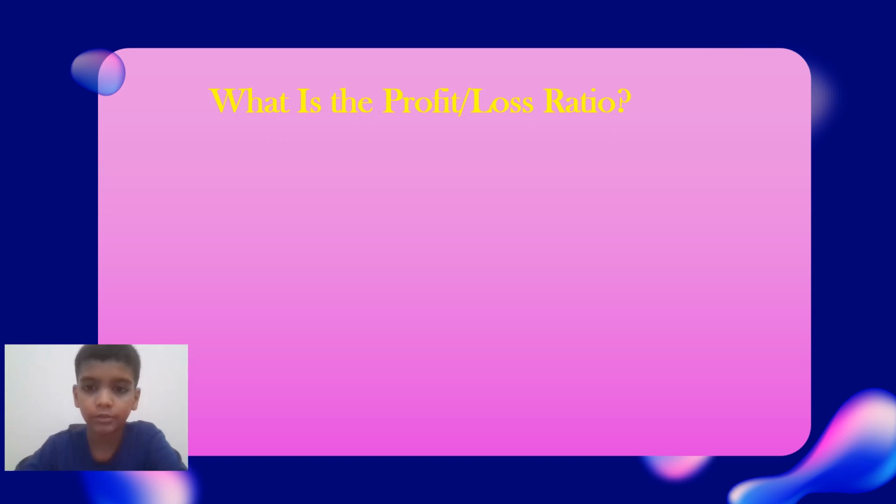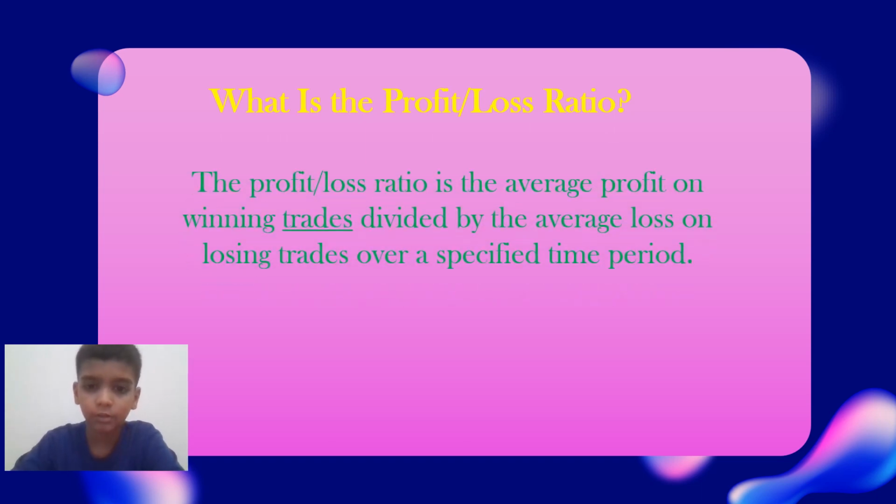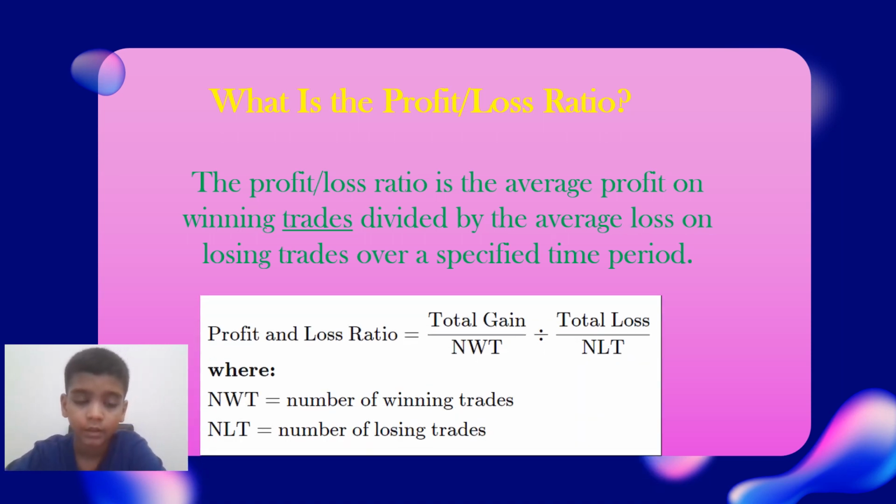What is the profit loss ratio? The profit loss ratio is the average profit on winning trades divided by the average loss on losing trades over a specified time period. Profit and loss ratio equals total gain over NWT divided by total loss over NLT. NWT equals number of winning trades, NLT equals number of losing trades.